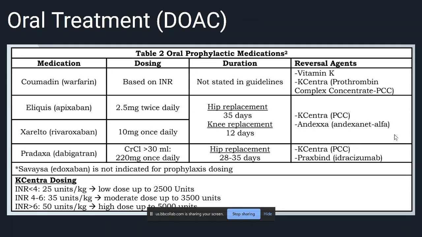Apixaban or Eliquis is dosed 2.5 milligrams twice daily. The duration for a hip replacement is 35 days, and the duration for a knee replacement is 12 days. The reversal agents, if needed, would be Kcentra or Adaxa.